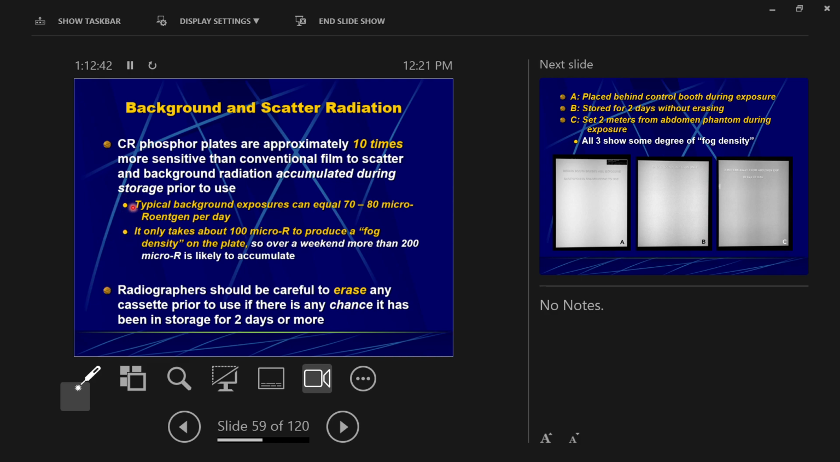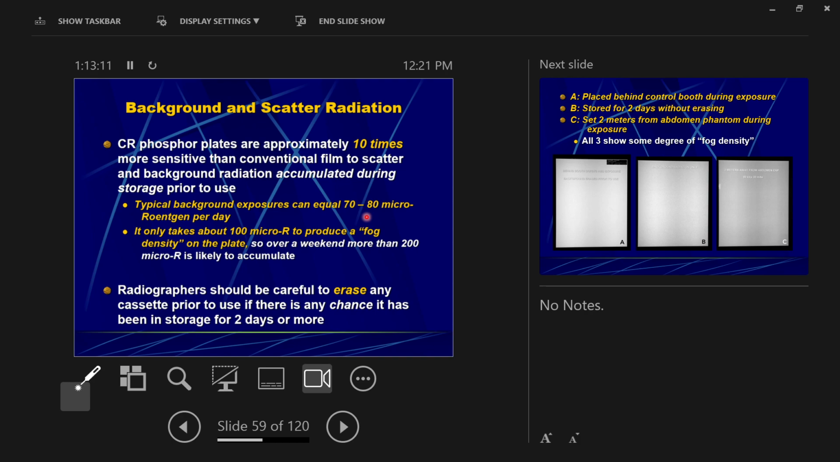And just so you can have a number if you'd like it, typical background exposures are about 70 to 80 micro Röntgen per day. You don't know what a Röntgen is yet, but you will. It takes only about 100 micro Röntgen to produce fog density on the plate. So 70 to 80 micro Röntgen per day, and it takes 100 micro Röntgen to produce fog. A couple of days without using the plate has passed the threshold for seeing fog on the plate.